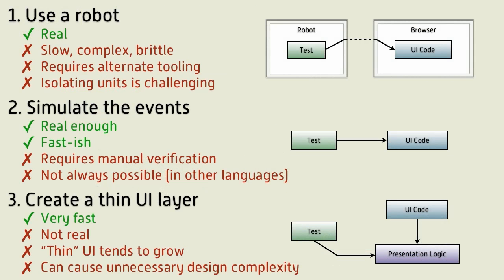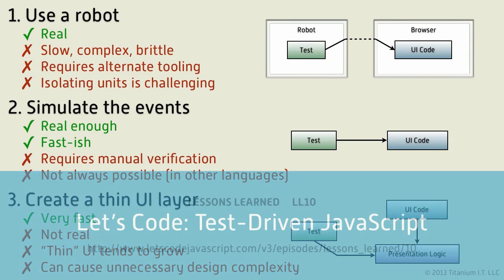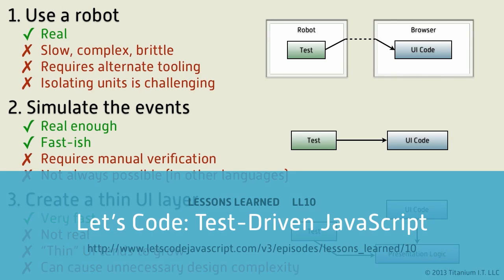We've also looked at three strategies for UI testing: using a robot, simulating the events, and creating a thin UI layer. My favorite is to simulate the events, but I'll also use the other two when appropriate. You can find examples of each of those three strategies at the link on your screen.